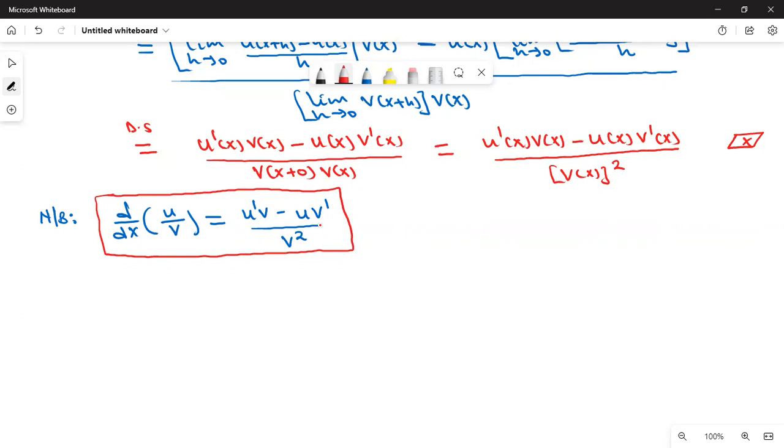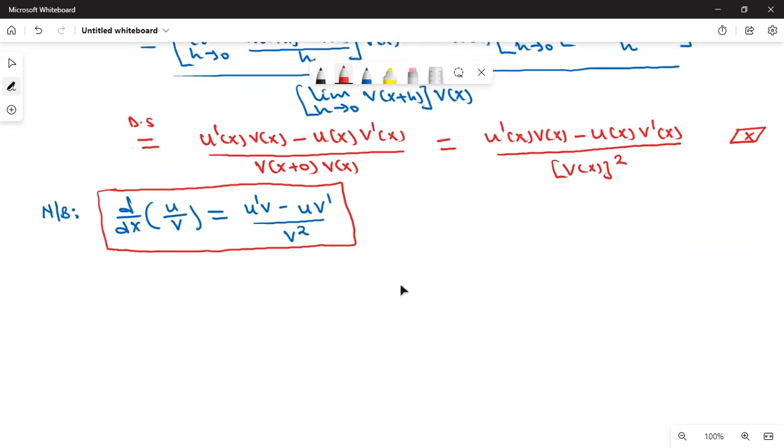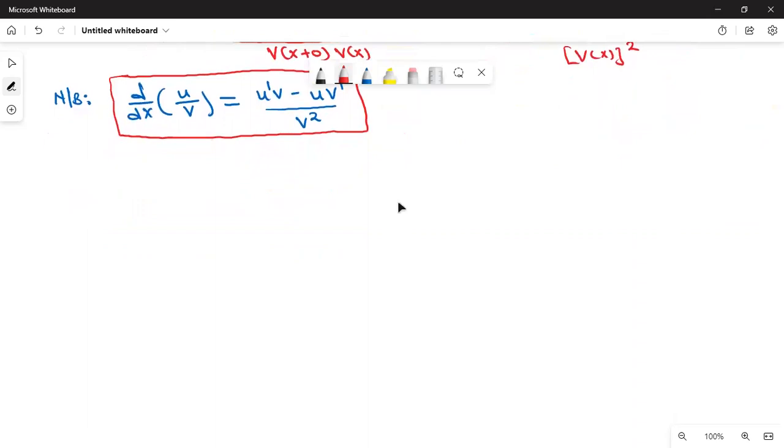So, having derived the formula for the quotient rule, let's see some examples on how to use that rule to find the derivative of y with respect to x. So I'll give you just 2 examples, which are enough. So I write here examples.